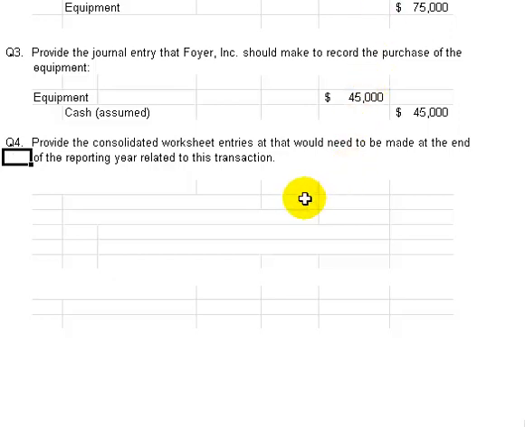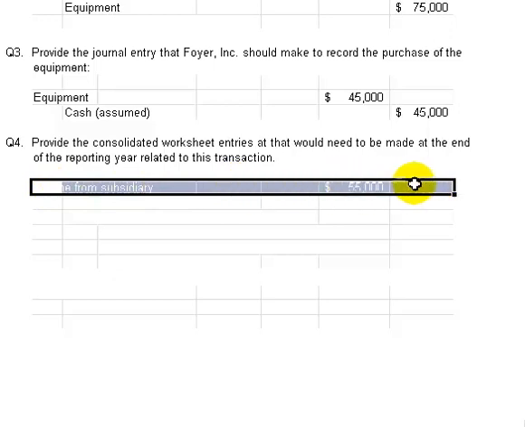That would need to be made at the end of the reporting year related to the transaction. So in other words, we've got two separate sets of books. What's the entry we have to make on our consolidated worksheet so that when we combine them, we're not overstating the equipment, overstating depreciation? In other words, we need to make sure that from a consolidated basis, we're really only recording the equipment at cost. We've eliminated any gains, and we're recording the correct asset values, investment values, and income.